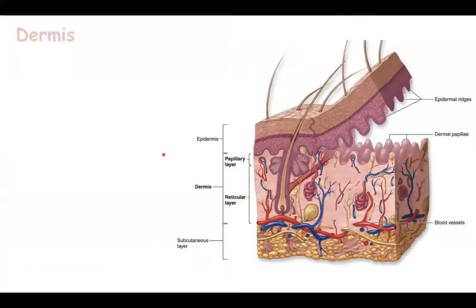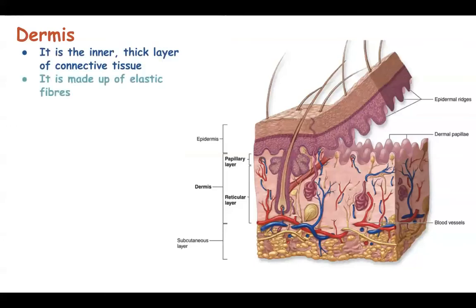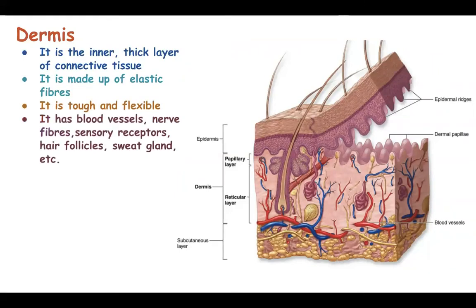Now the next part which you are going to study is the dermis. The dermis is the second layer of the skin after epidermis. It is the inner thick layer. It is basically made up of connective tissue. It is made up of elastic fibers. It is tough. It is flexible. It has blood vessels, nerve fibers, sensory receptors, hair follicles, sweat glands, etc.